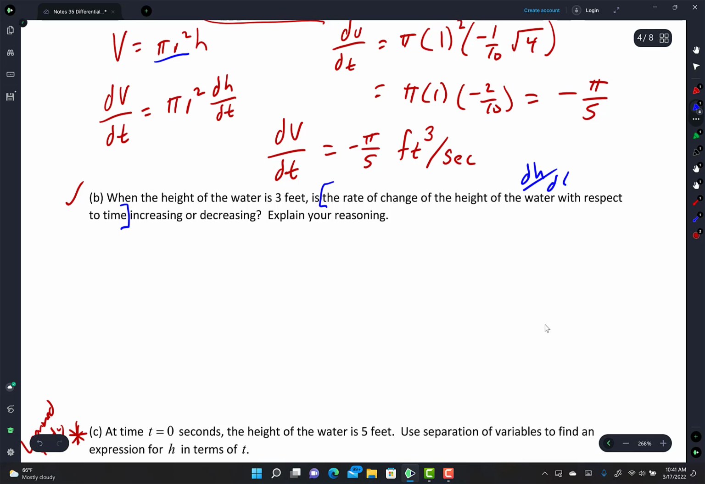So let's reread it again. Don't delete all that, but pretend that the bracket is not there, and replace it with dH/dt. So when the height of the water is 3 feet, is dH/dt increasing or decreasing? So how do I figure out if dH/dt is increasing or decreasing? Take a derivative of dH/dt. So it's going to be the second derivative. And if the second derivative is positive, then dH/dt is increasing. And if the second derivative is negative, then dH/dt is decreasing. There it is. Do you guys see that? Perfect. So here we go.